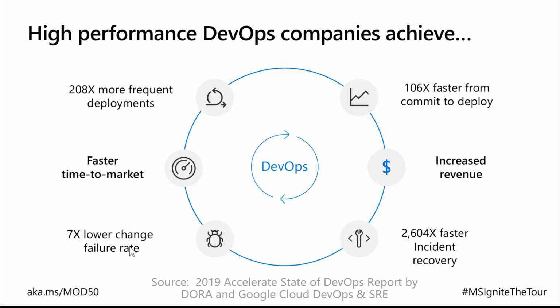But if you notice over on the left and the bottom as well, they also have a 7 times lower change failure rate. So how do they actually implement a system that allows them to have 208 times more frequent chances of something going wrong, but 7 times lower change failure rate at the same time? Well, the answer is a good DevOps process, and that includes the people, process, and products.